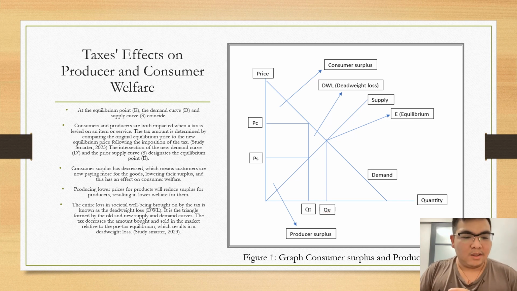The entire loss to society brought on by the tax is known as the deadweight loss, or DWL for short. It is the triangle formed by the new supply and demand curves. As you can see in the graph, there's a small triangle. That's the deadweight loss, and the tax decreased the amount bought and sold in the market relative to the pre-tax equilibrium, which results in a deadweight loss. So let's move on to the next part.